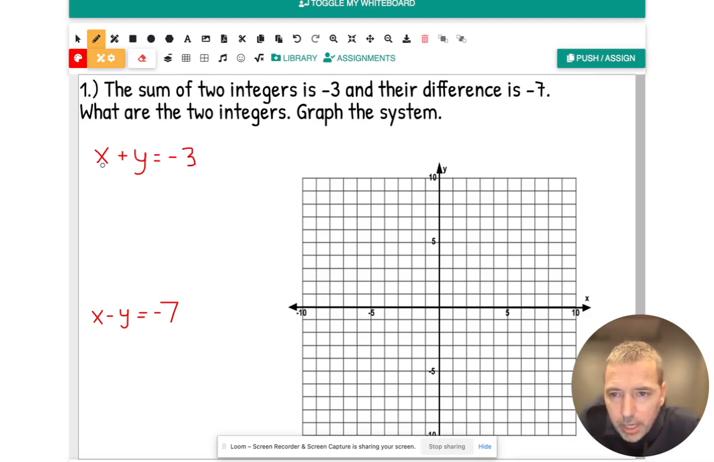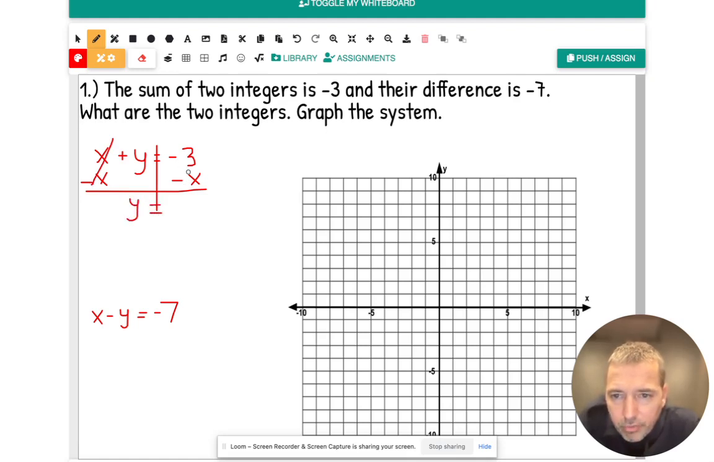So on this first one, I got to bring that x to the other side. So I know to get rid of a positive x, I'm going to subtract x. Whatever I do to one side of the equation, I do to the other side, right? So x minus x cancels out. I'm left with y equals. That's what I want to happen.